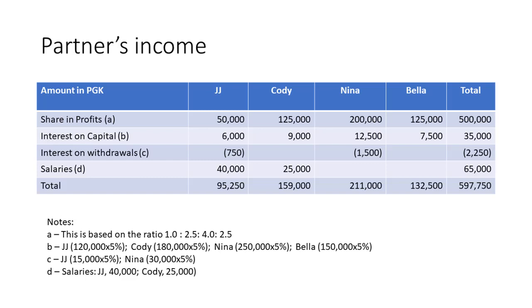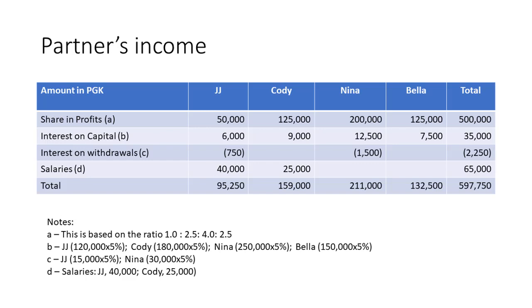Now interest on withdrawal, we have 750 kina for JJ out of that 15,000 kina withdrawal, and Nina is charged 5% interest on her withdrawal. Her withdrawal was 30,000, so 5% of that is 1,500. Now for salaries, JJ receives 40,000 and Cody receives 25,000.